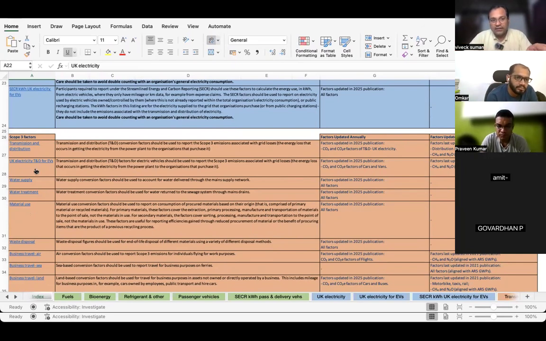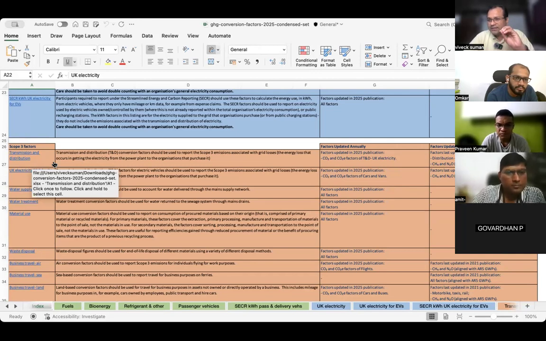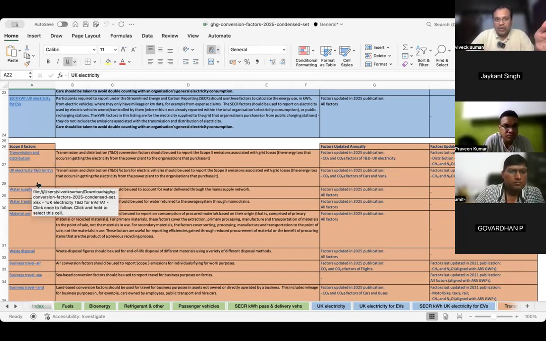Now look at the first one. What does it say? Transmission and distribution. Where will the word distribution be used? With the distributor, right? Downstream. Downstream, obviously, not the first upstream. Hence, that is not my number. Can it be UK electricity, T&D for EV? Can we use that?